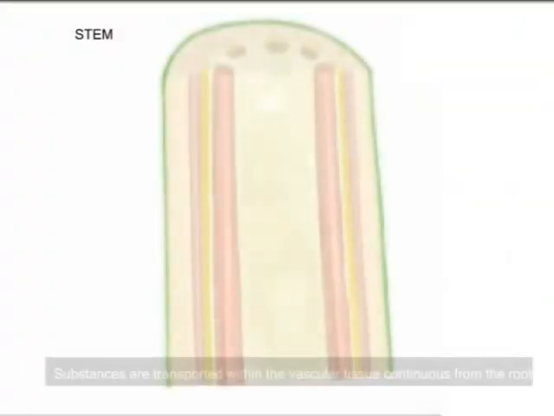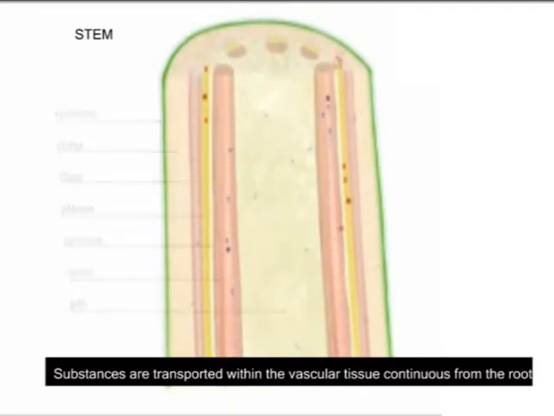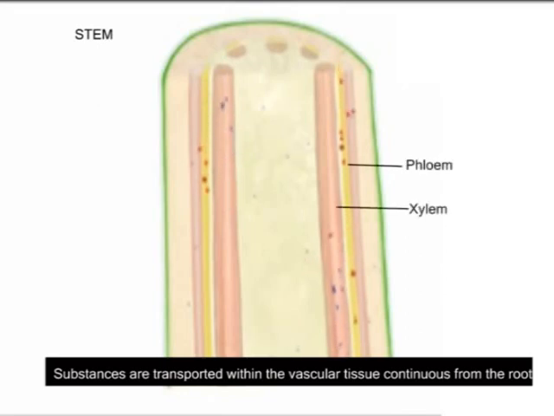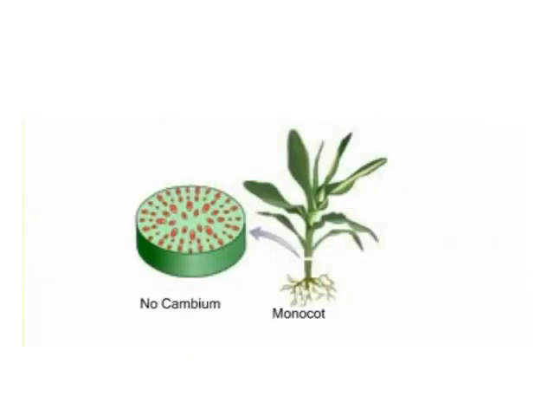Next is the stem. Substances in the stem are transported within the vascular tissue. The tissues are continuous with those of the roots, and the vascular tissue comprises the xylem and phloem. The arrangement of the vascular tissue in monocotyledonous and dicotyledonous stems differs. In a monocotyledonous plant, the vascular bundles in the stem are arranged randomly. Mature vascular bundles do not have a cambium.